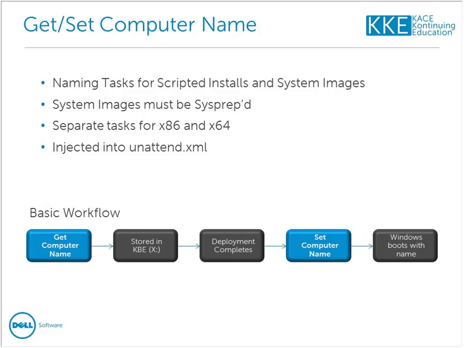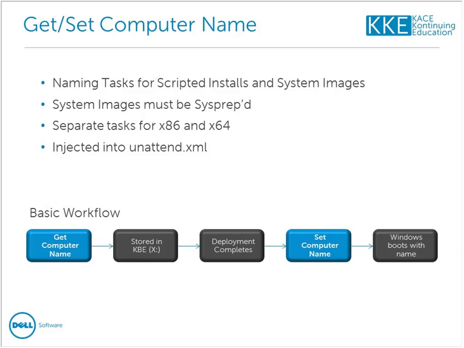We're going to gather that name, and then we're going to store that in the KBE, in the X drive there, in memory. Our deployment is going to complete, and then our mid-level tasks are going to kick in, and set computer name is going to kick in and inject that name into the unattend file that is there. That is the reason why our system images must be sysprepped in order for set computer name to work.